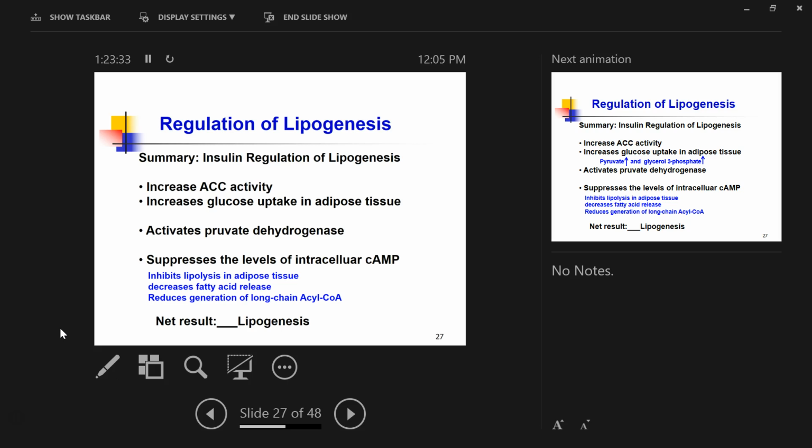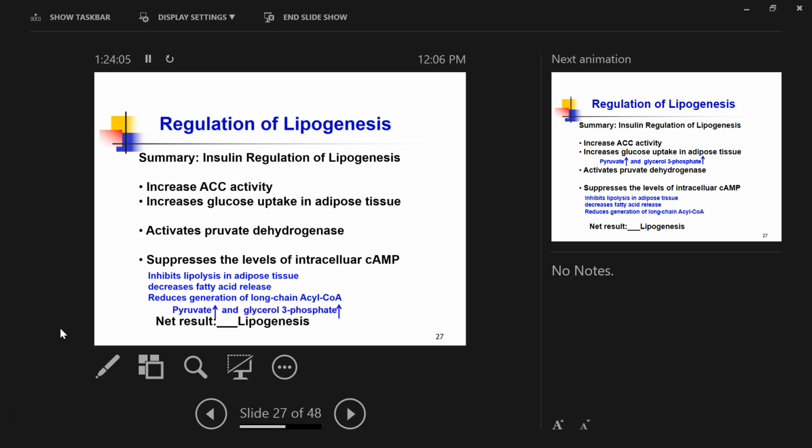Okay. So, if we're just thinking about insulin regulation of lipogenesis in general, what do you think insulin should do to lipogenesis? Up or down, increase, decrease? Increase, right? Basically. And so insulin, first, can stimulate ACC activity, right, and control the first reaction of lipogenesis.